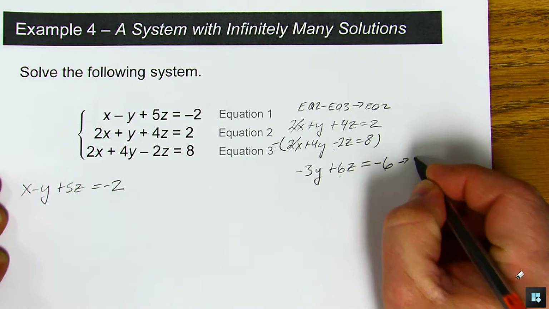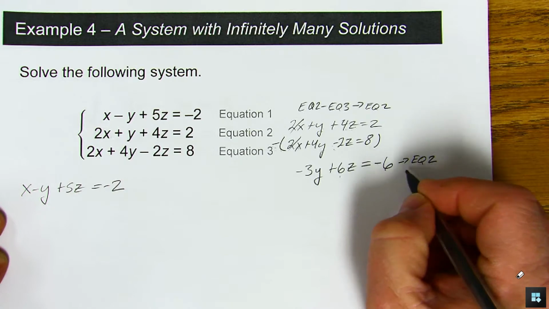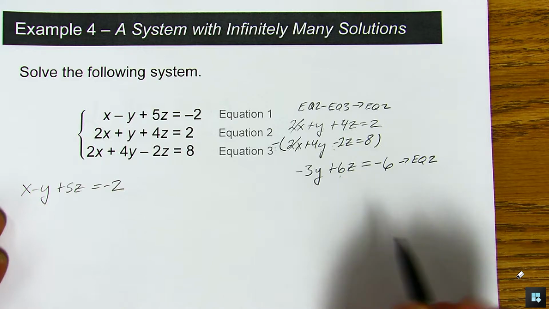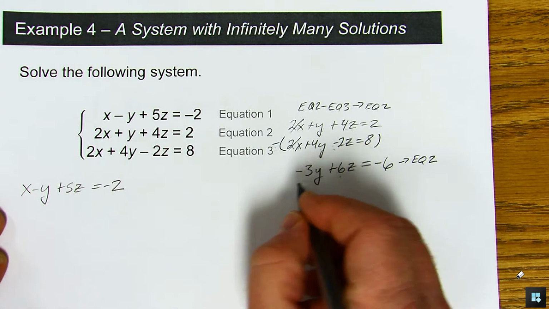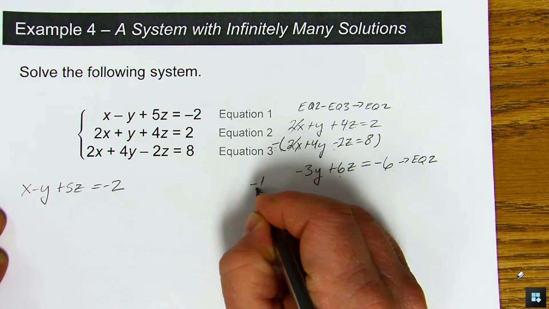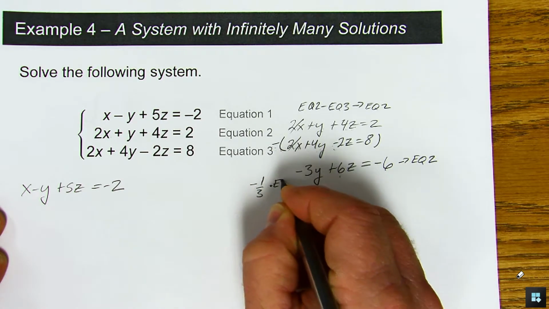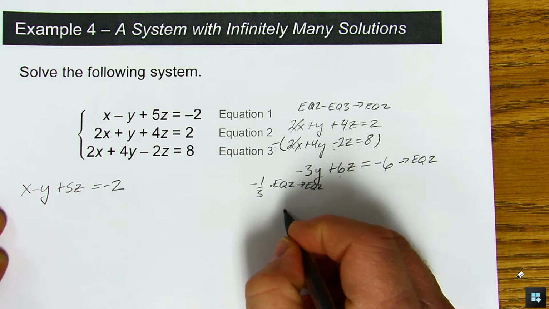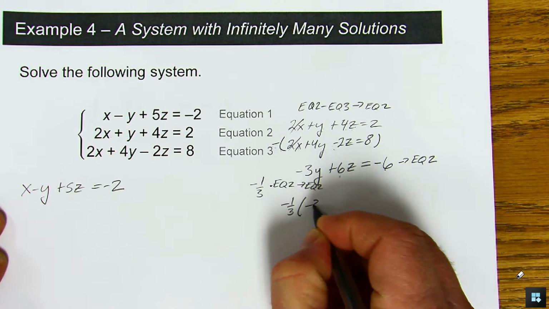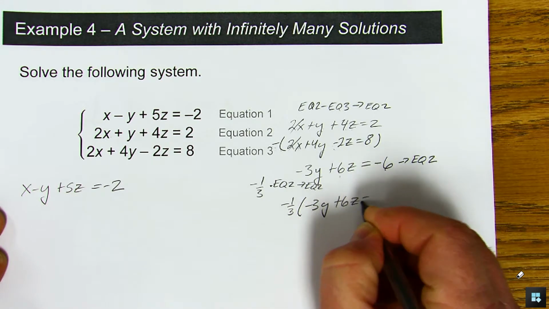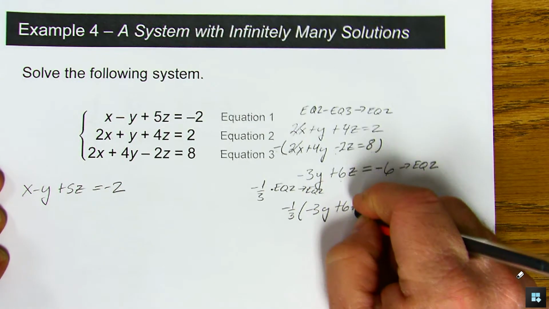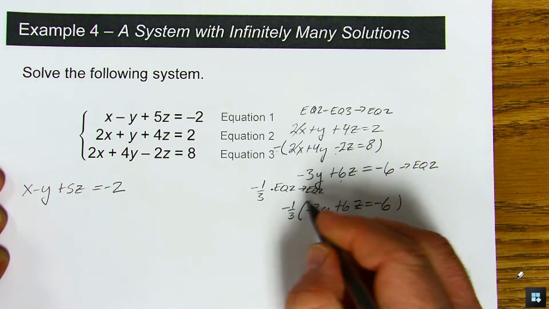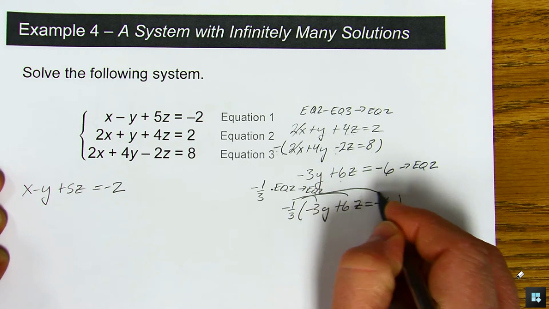This now is equation 2, and we are so close to having equation 2 ready. We just need to get rid of this -3. So we need to divide by -3. Or, like I said, instead of dividing by -3, we're going to multiply by -1/3. So I'm going to take -1/3 times equation 2, and it's going to become my new equation 2. So I get -1/3 times -3y plus 6z equaling -6, and it's got to be multiplied to every single term in there.